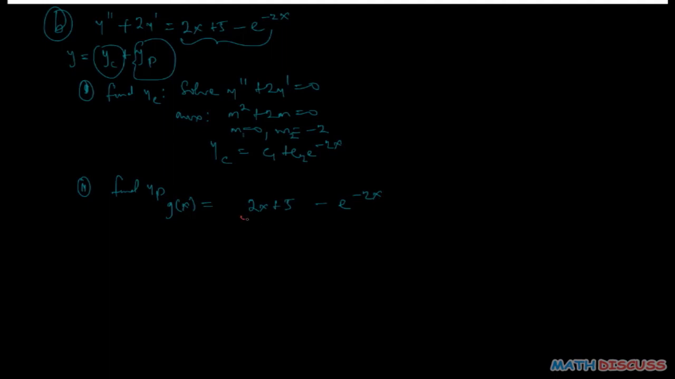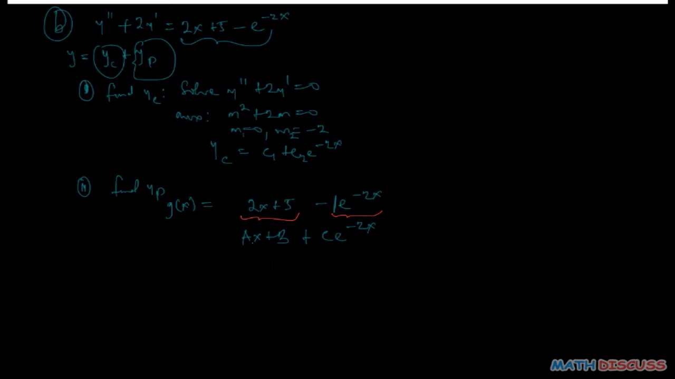There are two terms here, two kinds of family. This is a linear family and this is an exponential family. To write the assumed form, since this is linear, my assumed form is ax + b, and since this is the exponential family, just 1 times e^(-2x), I'm going to use c e^(-2x). This is the assumed form for my particular solution.